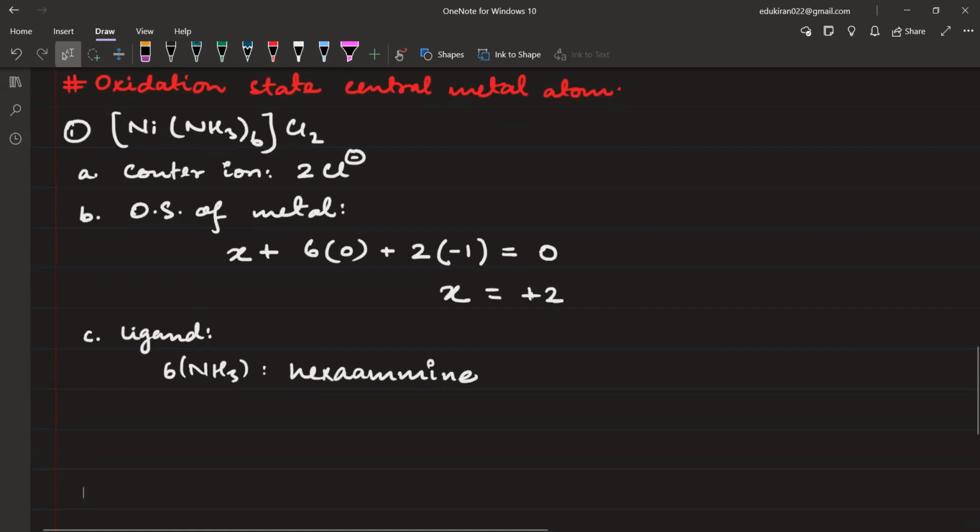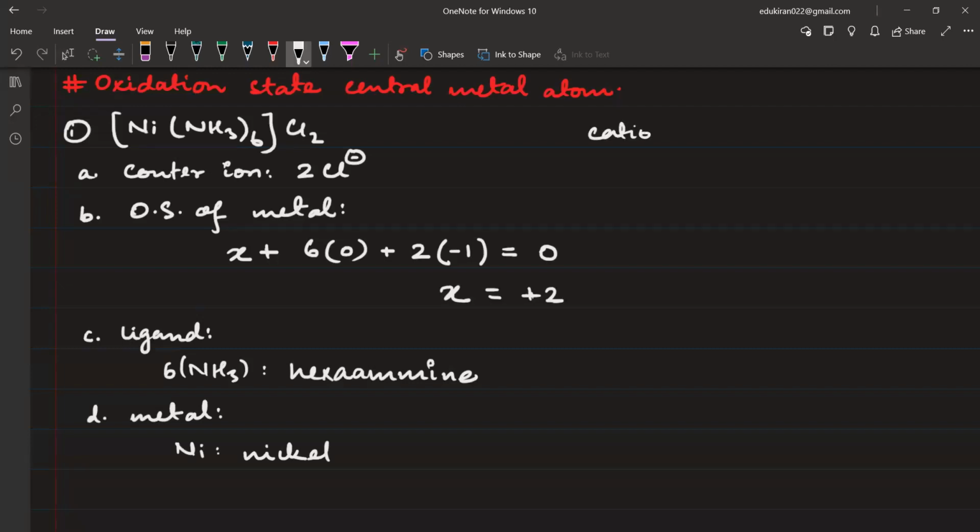Now you tell me, what is the cation here? Complex or the counter ion? What is the cation? In D, you write the metal also. The metal in this case will be just nickel. So the complex ion is the cation. So we'll write the cation first, then we write the anion. Yes or no, guys? Hai na? Arre haan ya na? Yes, sir. We first write the cation.